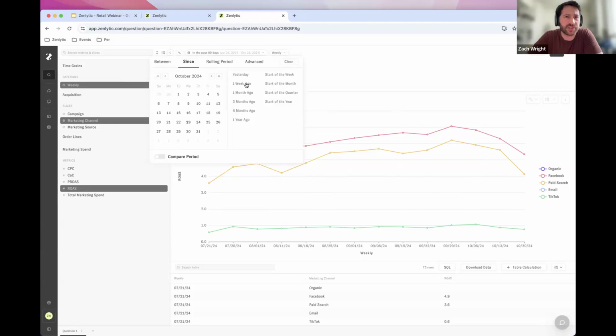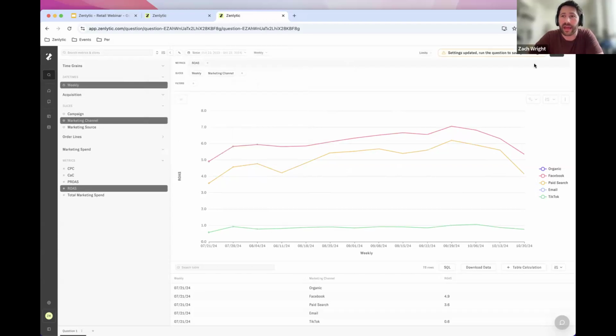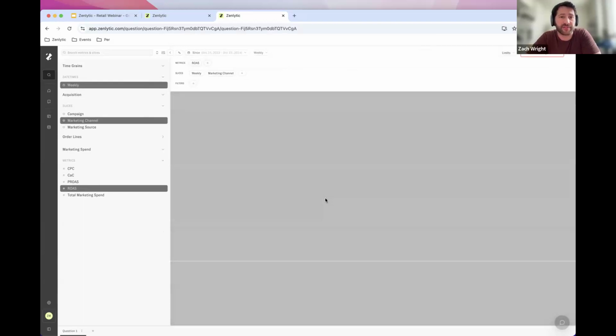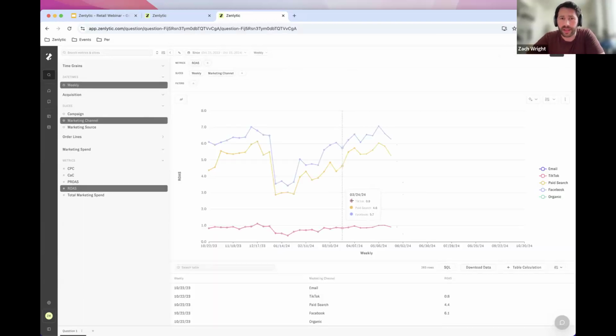And if I change this, I'm going to do this since the entire previous year just to make sure that year round I should be investing in Facebook. I'll get this new chart where Facebook, again, is always the highest. So I know I could be putting more money in here year round.